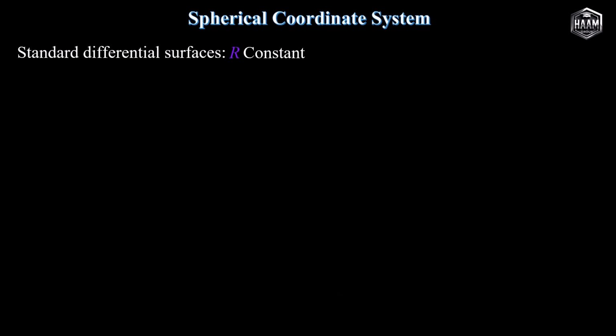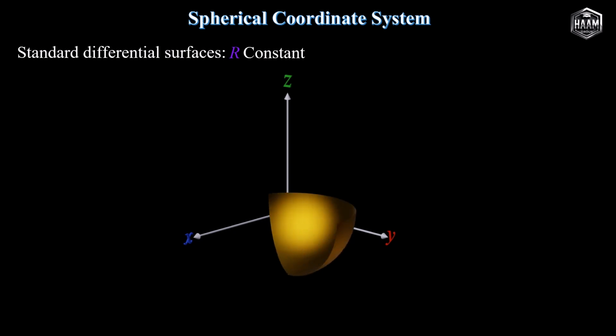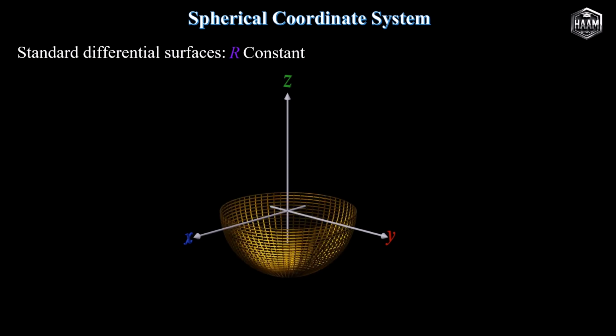Let's also consider another constant capital R surface. This time let's take the point in the xy plane for simplicity on the y-axis. Now we introduce a change in theta at this point to produce a quarter circle. We rotate this quarter circle by 2 times pi. You can see that a hemispherical shell is produced, specifically the lower hemisphere.